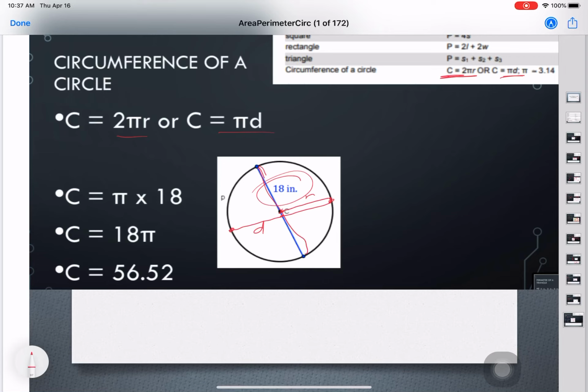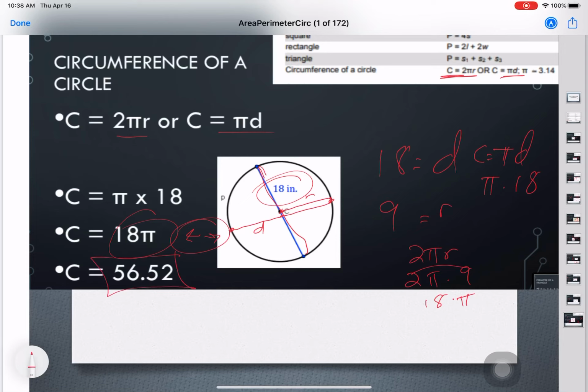So 18 is a diameter. Or if it was a radius, the radius would be 9. Either way, you'd still use the same formulas. So circumference will be pi times diameter, or pi times 18. Radius will be 2 times pi times r, or 2 times pi times 9. And 2 times 9 is 18 times pi. So it's still 18 pi, which you then hit that convert button on the calculator, and it gives you a grand total of 56.52.